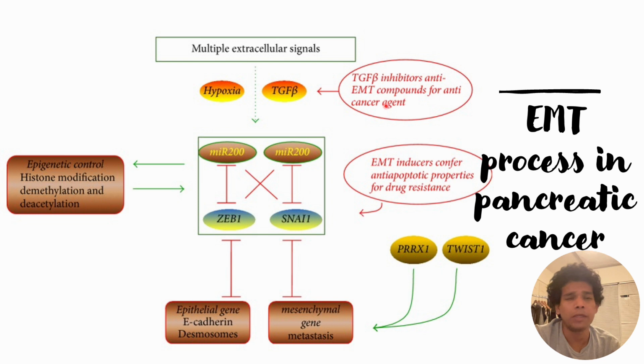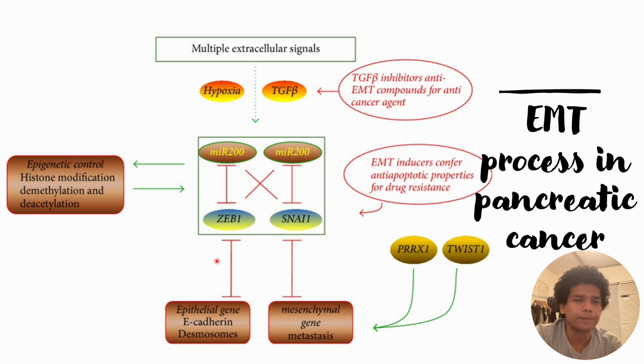People have tried to check the EMT efficiency by inhibiting TGF beta through a TGF beta inhibitor, and they have seen reduced transformation in EMT. Simultaneously, they have also tested the same process by inhibiting miR-200, which would inhibit the ZEB1 and SNAIL1 process, and that finally results in the reduction of E-cadherin, desmosomes or mesenchymal genes, or we can say the metastasis.